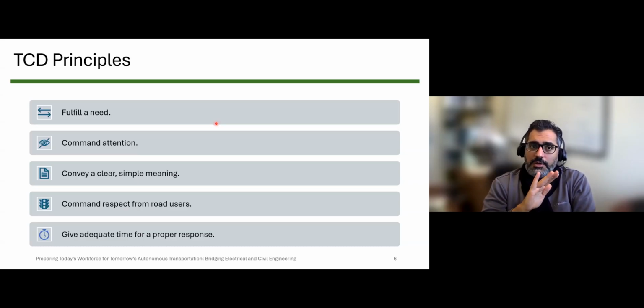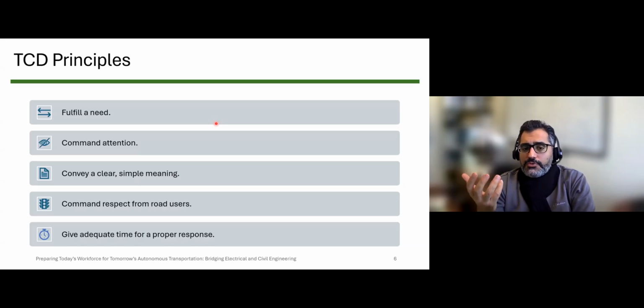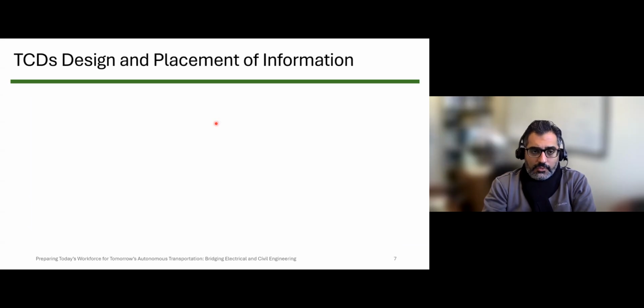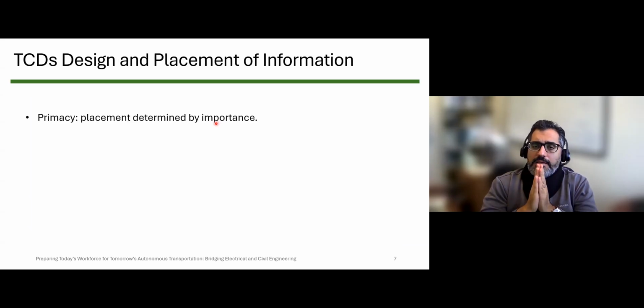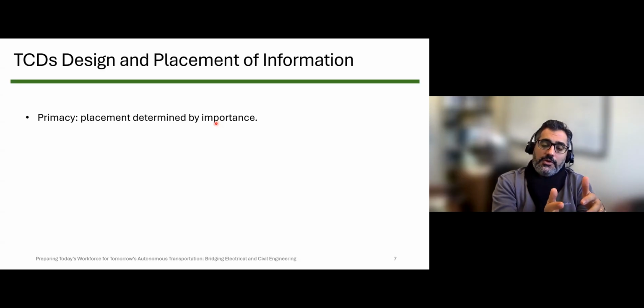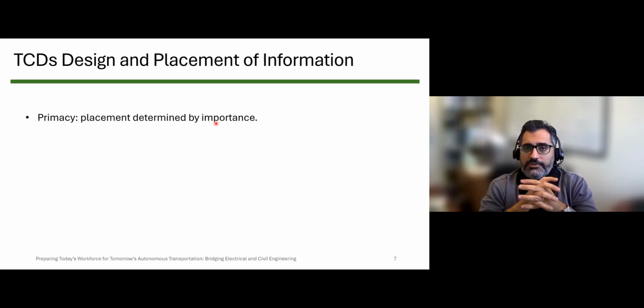Now, I'm just talking about principles right now. How we do it is what we will learn in a few minutes throughout the lecture today, how we will achieve our goals. It should command respect from road users, as I said earlier, and give enough time for a proper response. With this, now there are four main rules that we will follow in order to design and place traffic control devices.